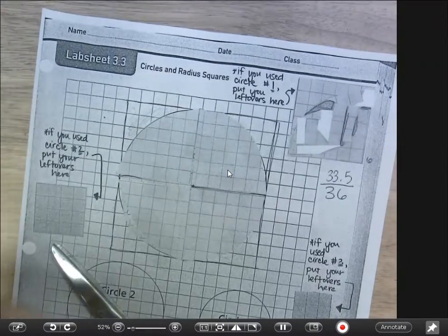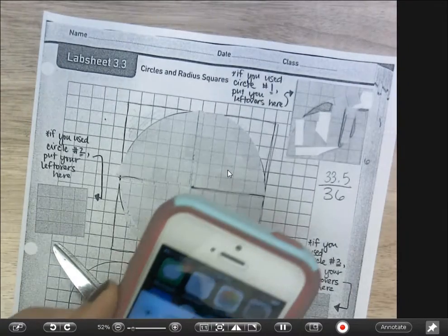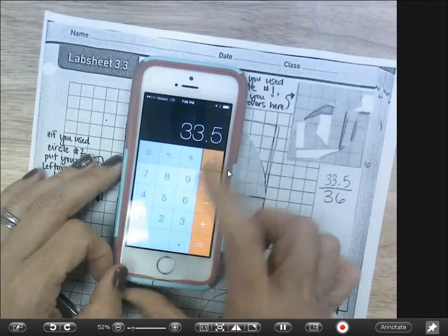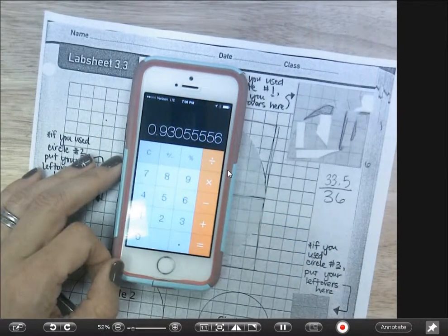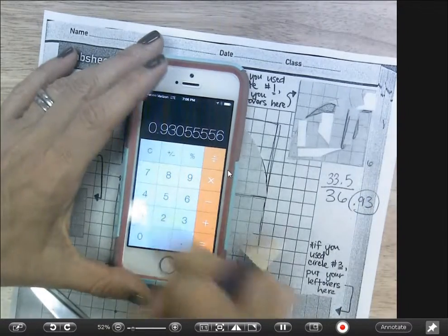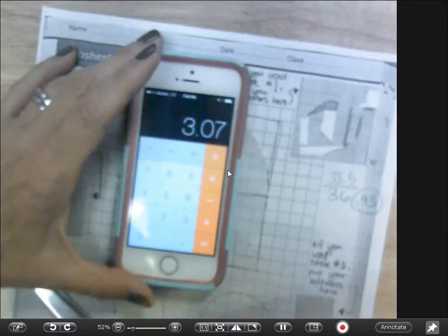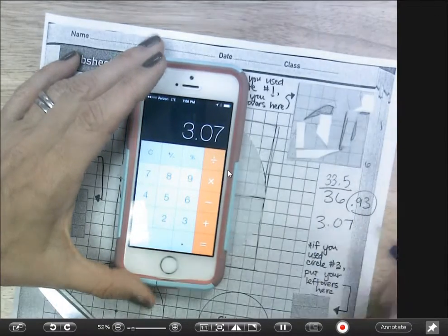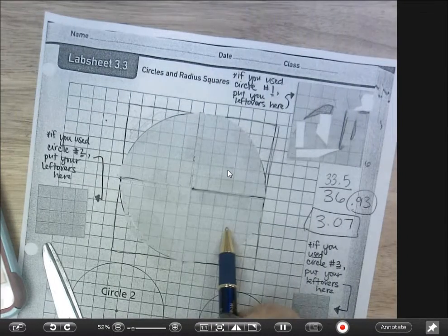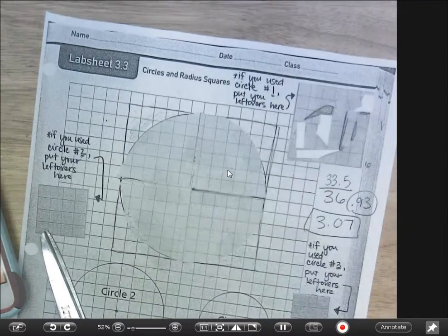So I have, if I were to find that ratio, 33.5 divided by 36, that gives me 0.93. So I started with 4. So if I did 4 minus 0.93, that gives me 3.07. So of my radius squares that I started with, 3.07 of them fill in my circle.